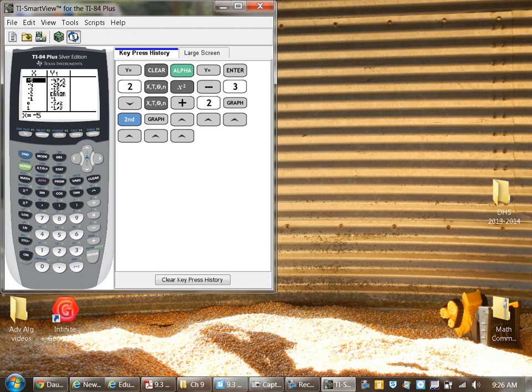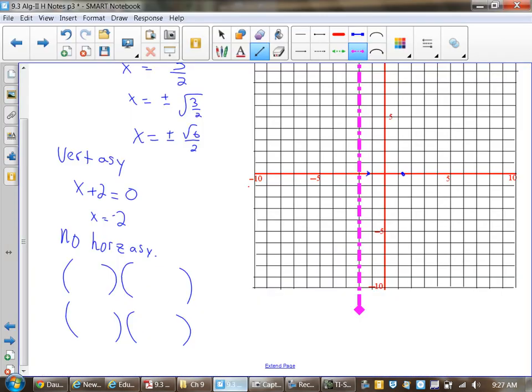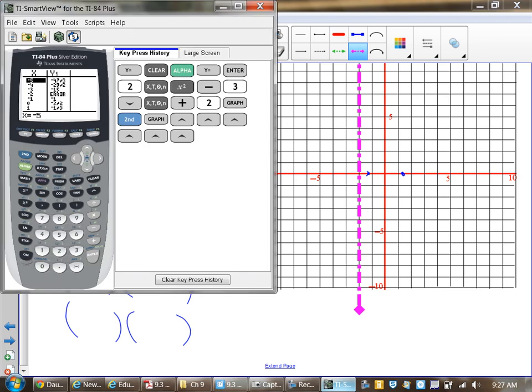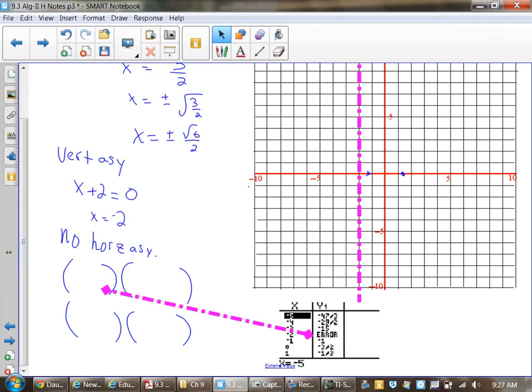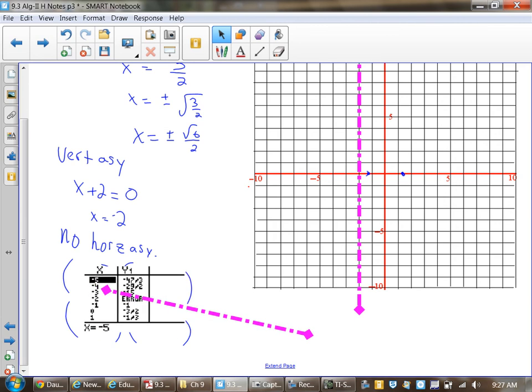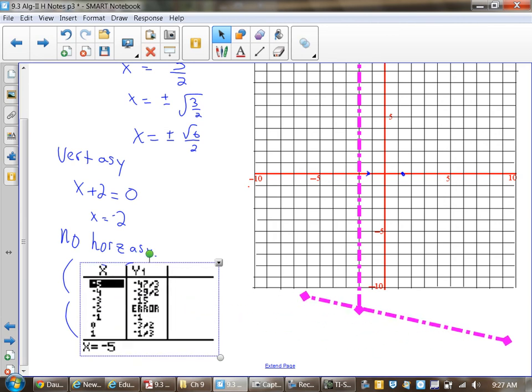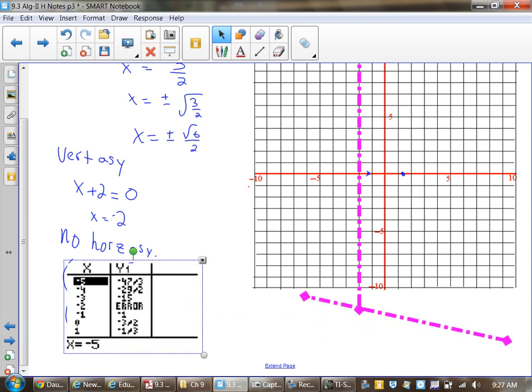But could you still write down ordered pairs? Whenever you have a vertical asymptote, you want 2 on the left and 2 on the right. Okay? So let me put this here. And I can cheat because I can do this. There's my ordered pairs. Basically, that's what you guys are going to be doing anyway. 2 on the right, 2 on the left.